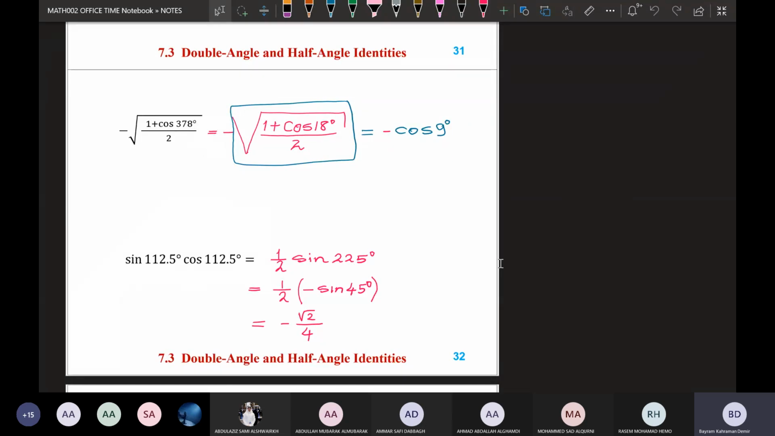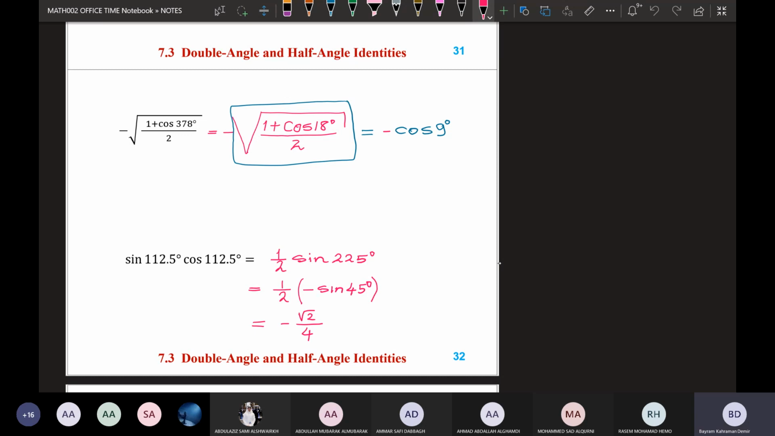I just solved these basic questions so that we can go through these questions one more time. Now we have the 1 plus cosine of 378. Well, basically 378 is more than one revolution, right? So we subtract 360. When you subtract the 360, it becomes a cosine of 18 degrees.